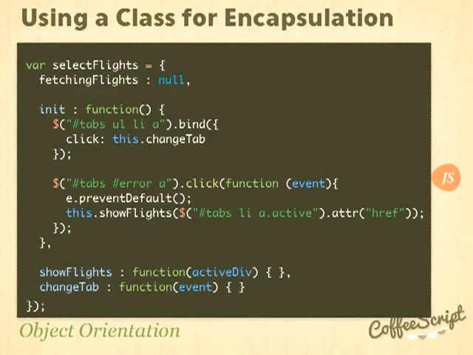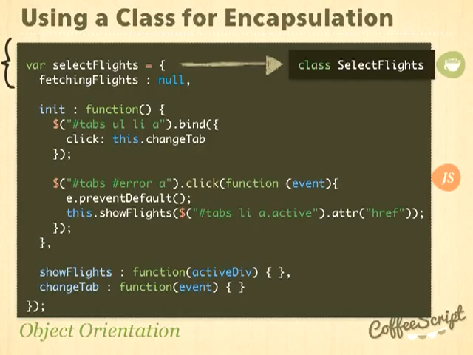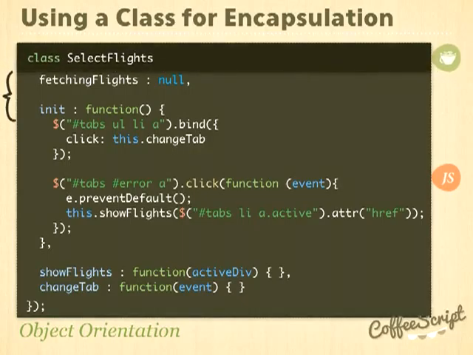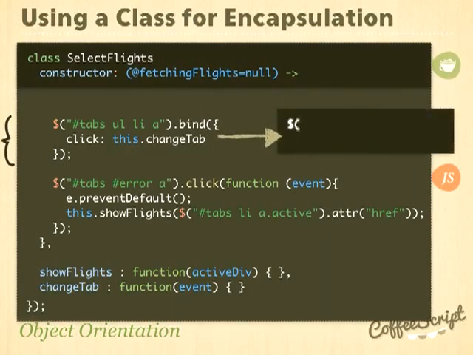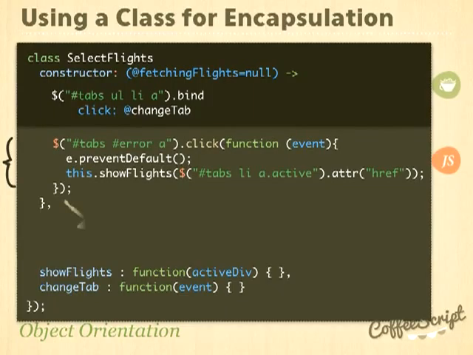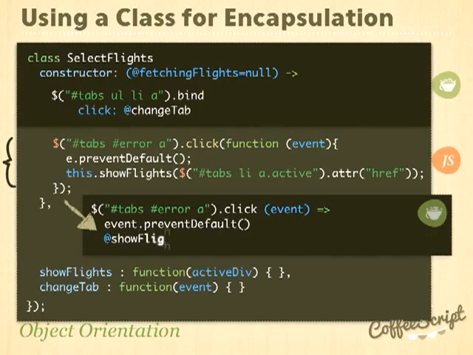Let's try converting this into a CoffeeScript class. So up at the top, we're going to have a select flights class. That select flights class is going to have a constructor for the fetching flights property. Next, we have the bind function. That's pretty simple. We just need to get rid of the parentheses and the curly brackets. Now we have another click event, we're just calling it differently.